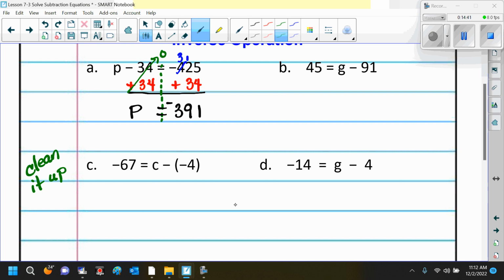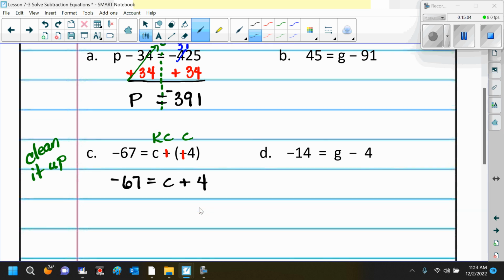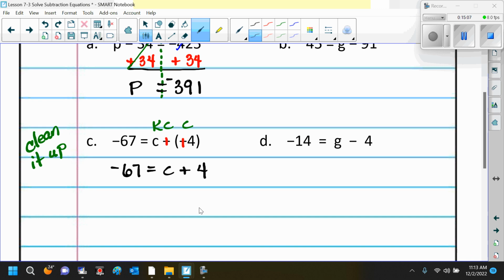When we minus a negative, we're going to keep, change, change. Has everybody got that? So here, keep, change, change. I'm going to rewrite it. We get negative 67 is equal to C plus 4. Okay? And now this is the equation that we're going to solve. Has everybody got that? So, is it a subtraction anymore? No, it's not. Now it's an addition.